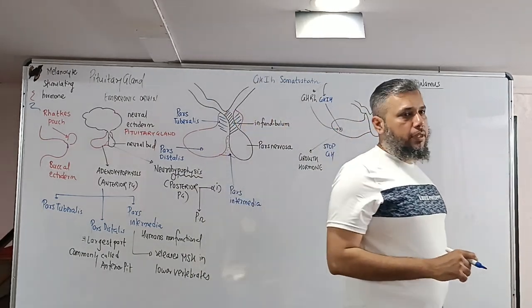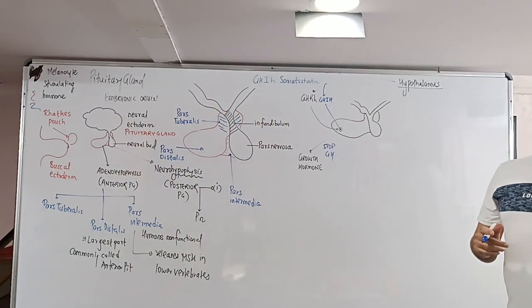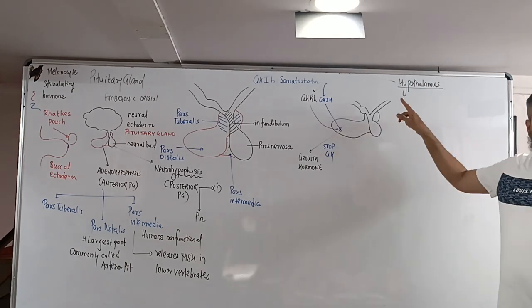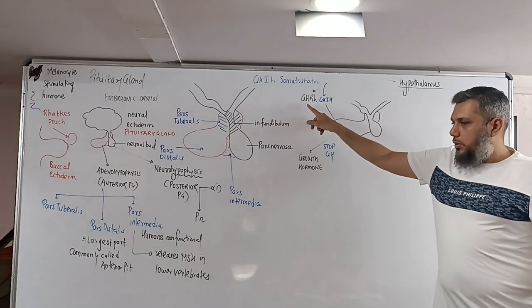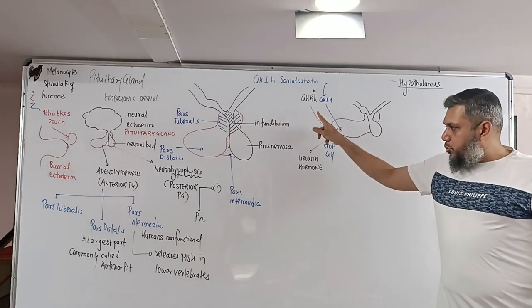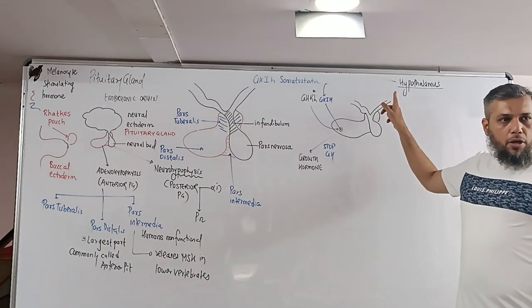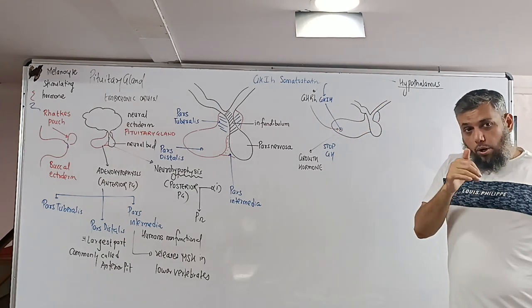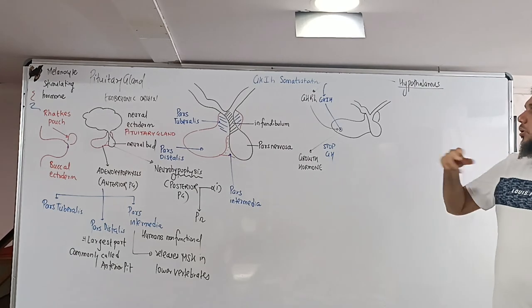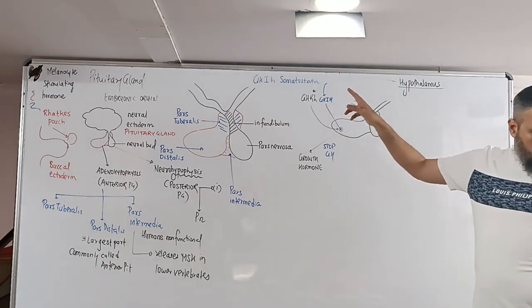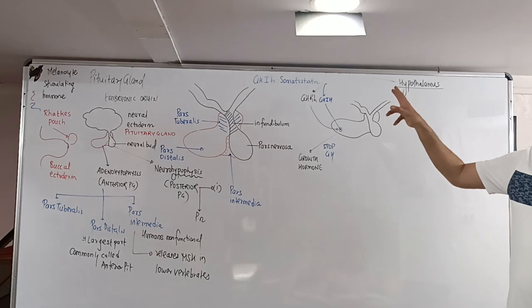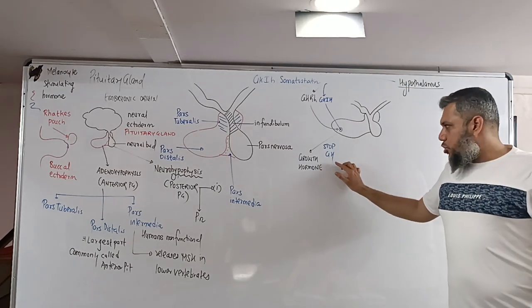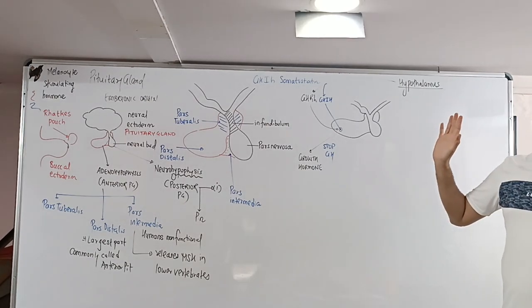I gave you this example earlier: releasing hormones and inhibitory hormones. What is the hypothalamus secreting which will cause the release of growth hormone? Growth hormone releasing hormone. And growth hormone inhibitory hormone will stop the production of growth hormone. What is the other name for growth hormone inhibitory hormone? Somatostatin. Somatostatin will stop the production of GH.